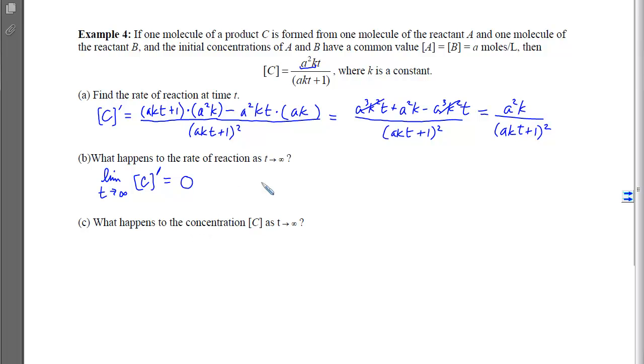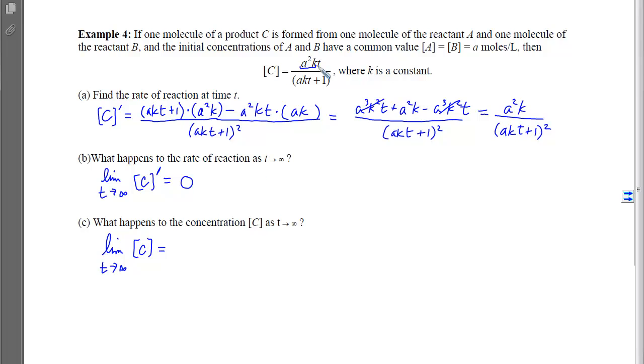Why does that make sense? Well, if you dump two reactants together, they may bubble away for a while, but eventually everything that can react will react, and there won't be anything left to react. So that rate of reaction will end up being nothing. What happens to the concentration? Well, on this one, we're looking at the limit as time approaches infinity on the original concentration function.